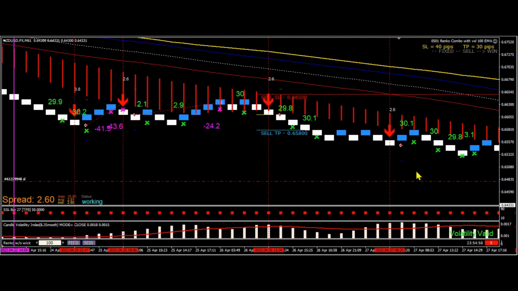So it looks like it stopped. Maybe my computer shut off and then it re-entered the trade. But that's what we're looking for in our system. I wanted to show you some of the results that I was getting.